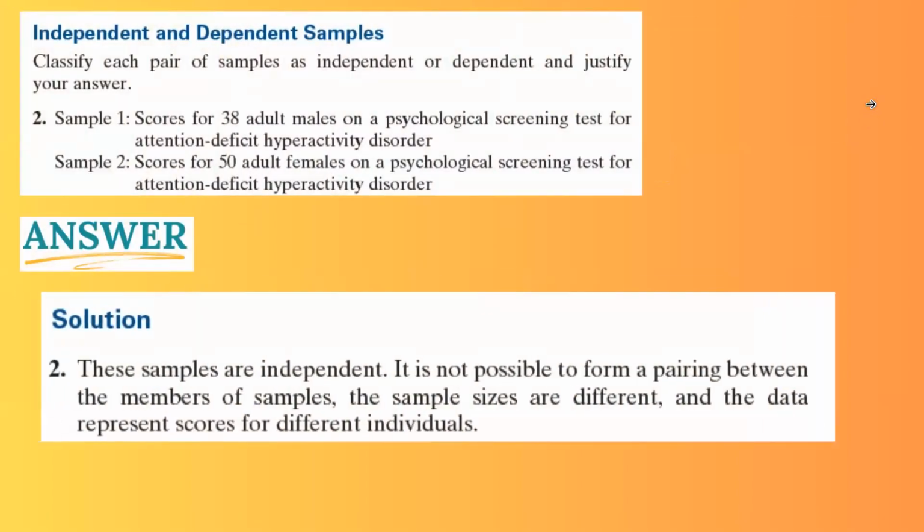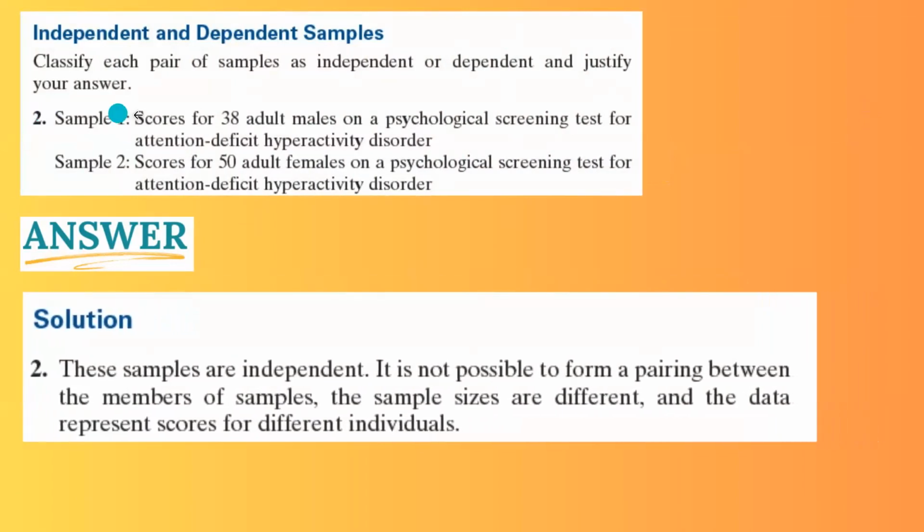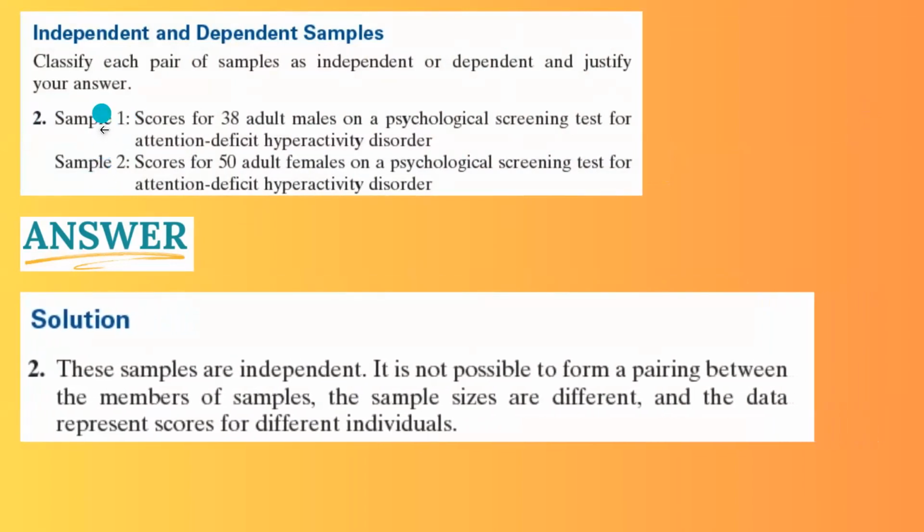Next example. You have two populations and you took two samples, one from the first population and the other from the second population. The first sample is the scores for 38 adult males on a psychological screening test for attention deficit hyperactivity disorder. The second sample is taken from females. So you have scores for 50 adult females on a psychological screening test for attention deficit hyperactivity disorder.